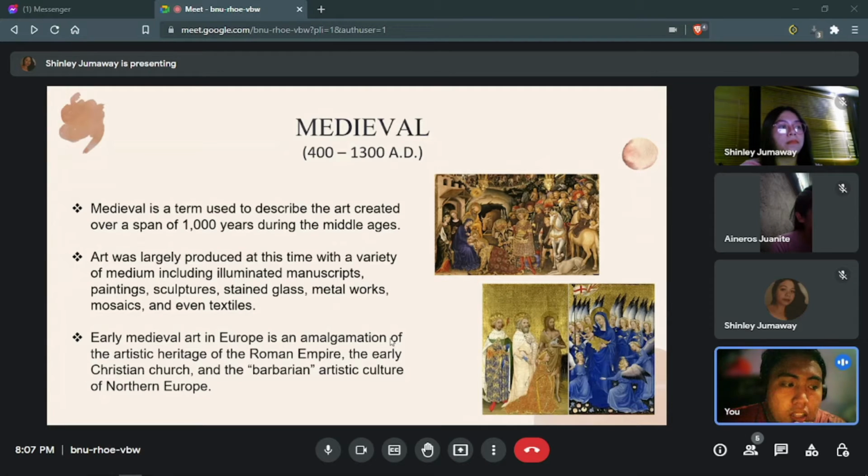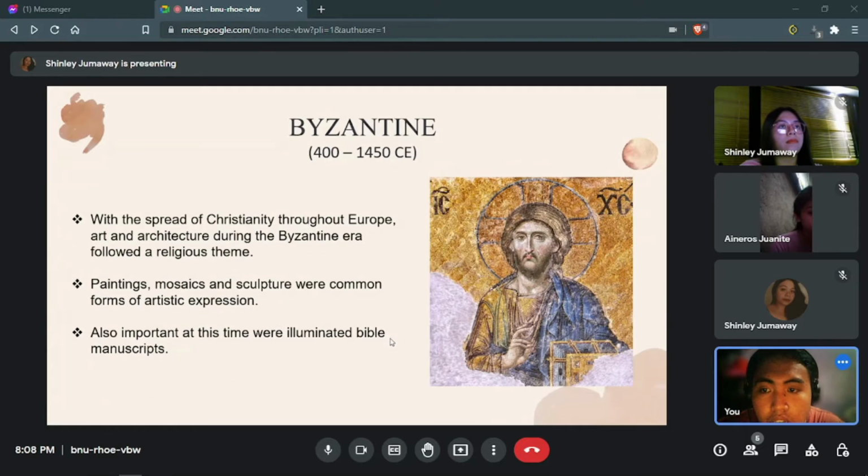And in very fragile times, most artwork did not survive. And those that were religious in nature were preserved by the church. So the next is the Byzantine era, dating back at 400 to 1450 CE.